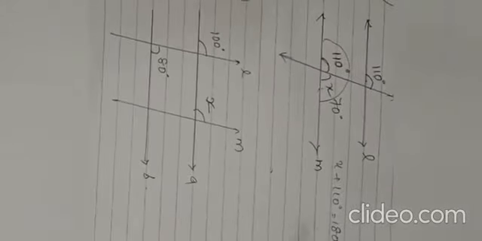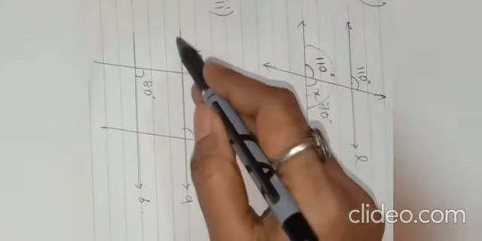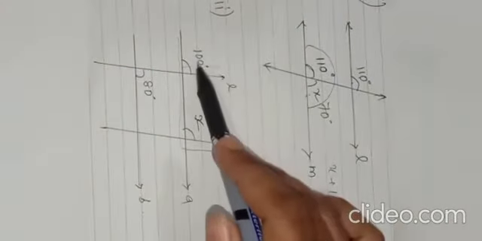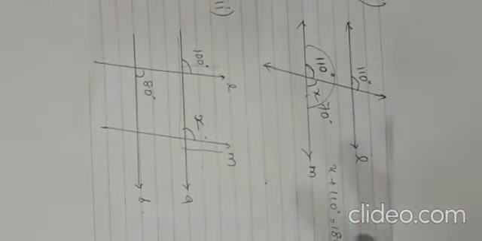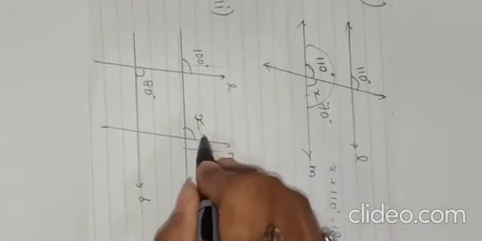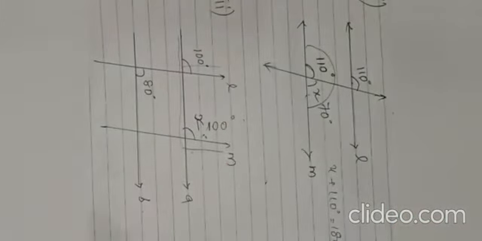Okay, turn it like this. Now you can understand which shape you can see here. Here it is forming F. Okay, so corresponding angles on the same side of the transversal are there. So this is also 100 degree. Same. So x is also 100 degree by the property of corresponding angles.